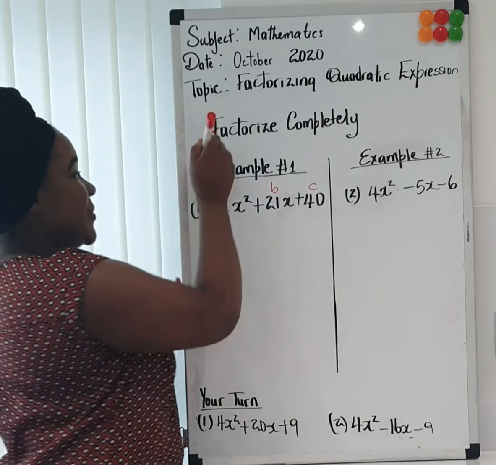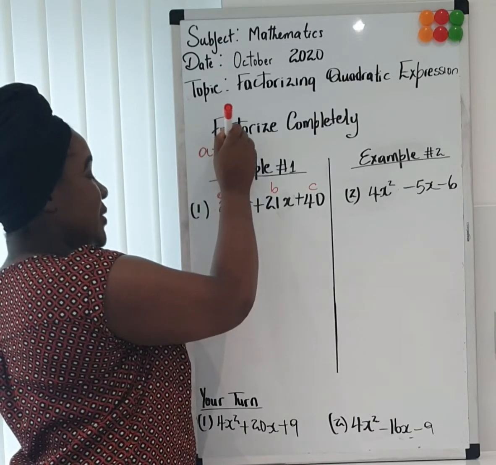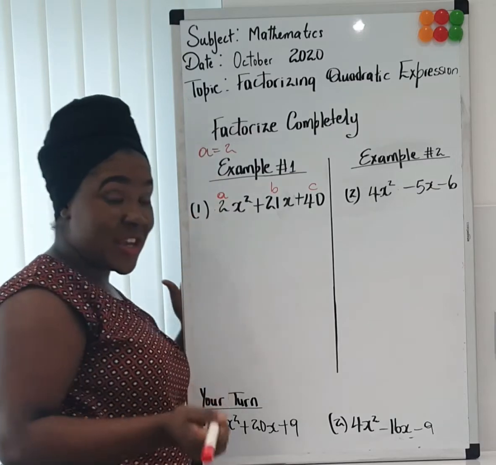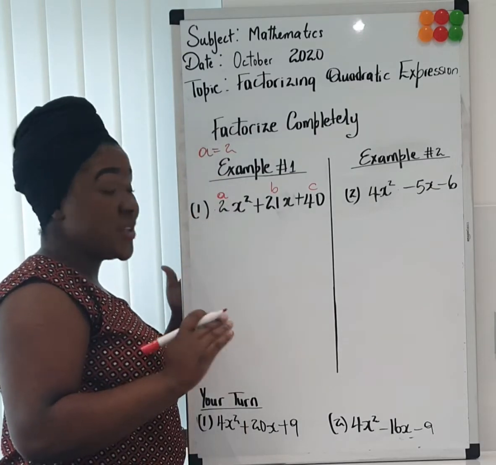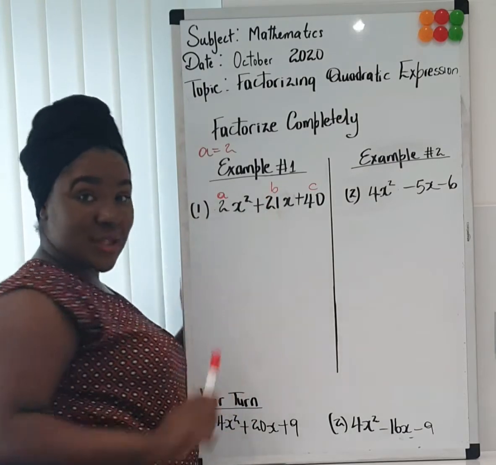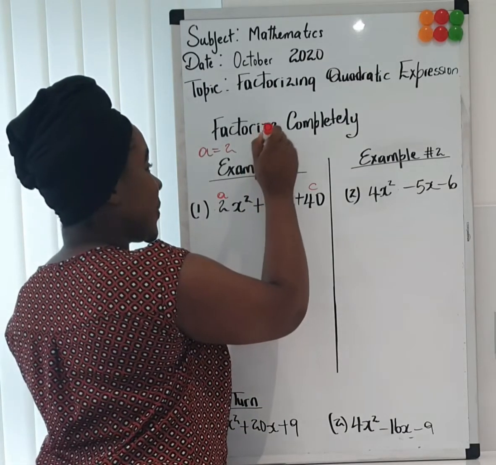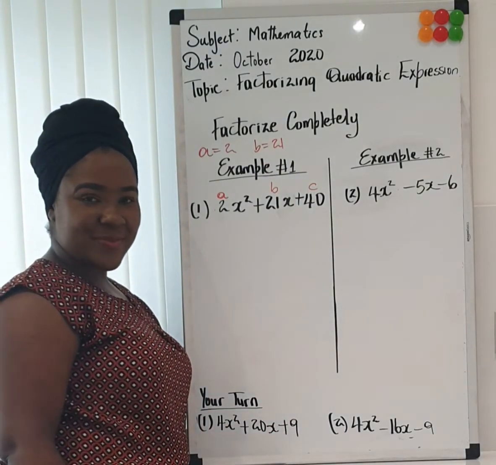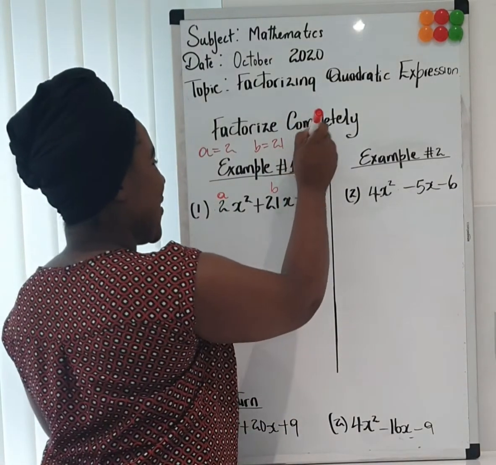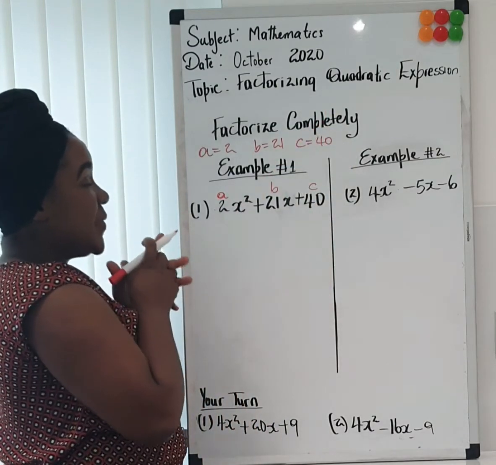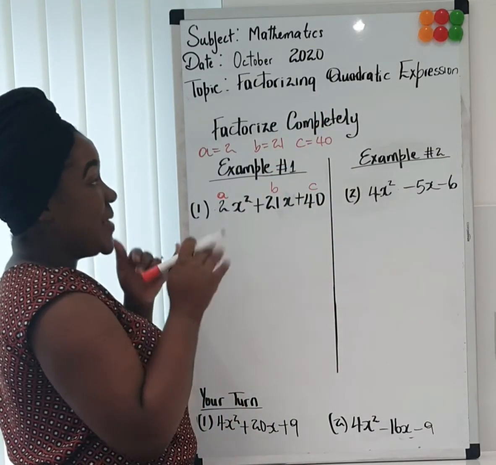Alright? So let me just write it here. A equals 2. As you can see, it's just the numbers that they're equal to, not A equals x squared, it's just a number. B equals 21. And what does C equal? Tell me. Yes, C equals 40. So there we're doing our ABC method.